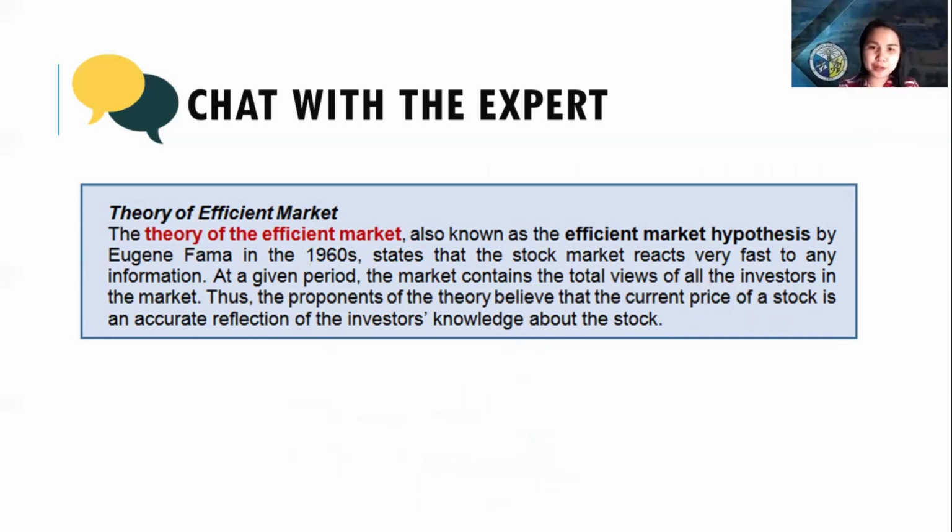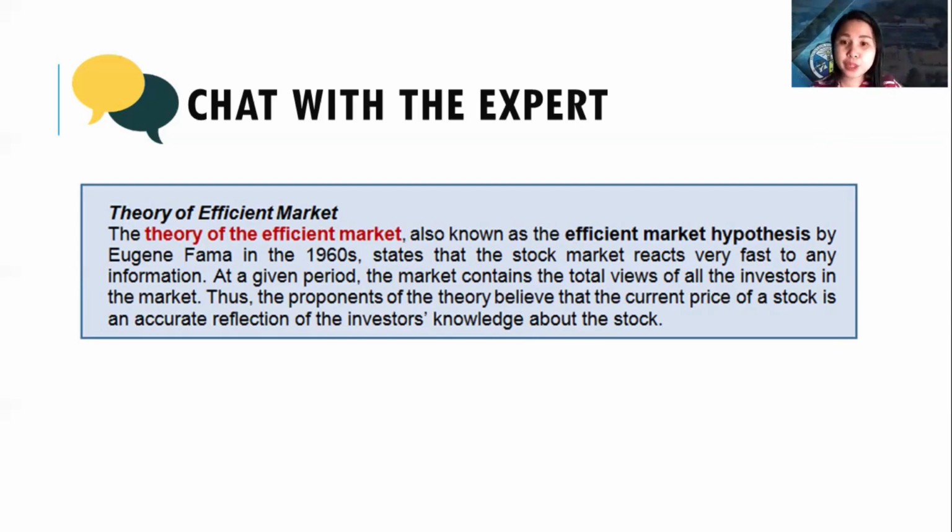Like, for example, if you are a fan of K-dramas, you'll commonly see this one. If the economy of Korea is going down, the stock market is also going down. But if the economy is going up, then the stock prices also go up.